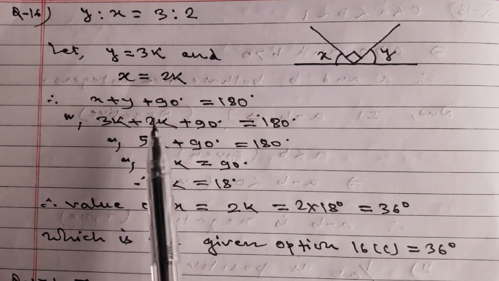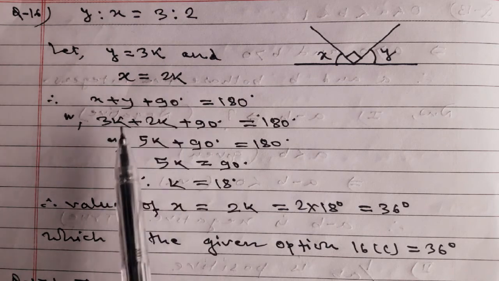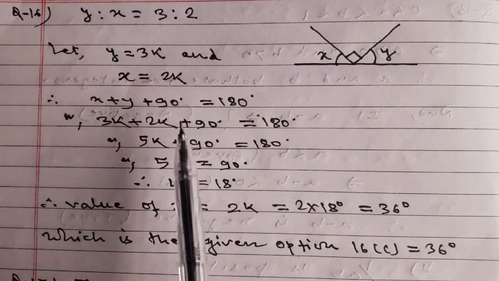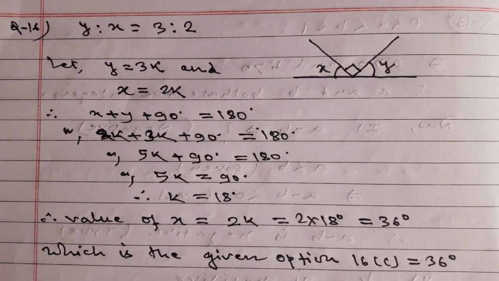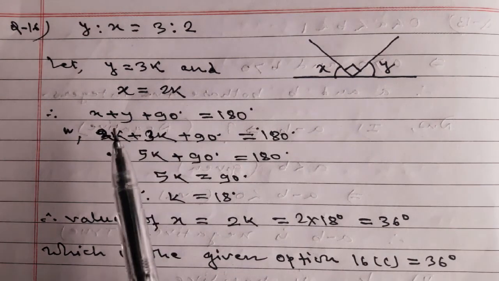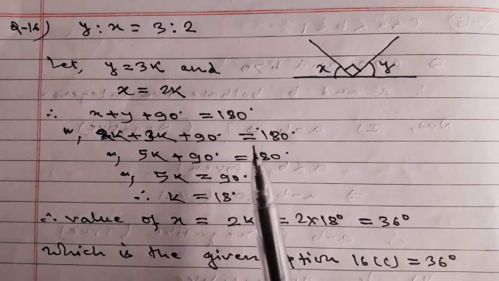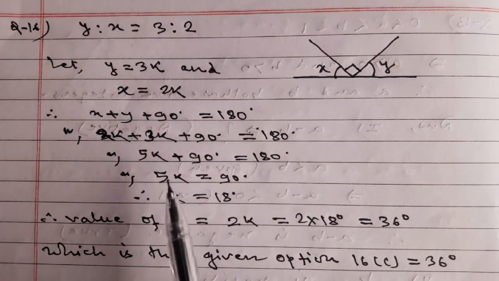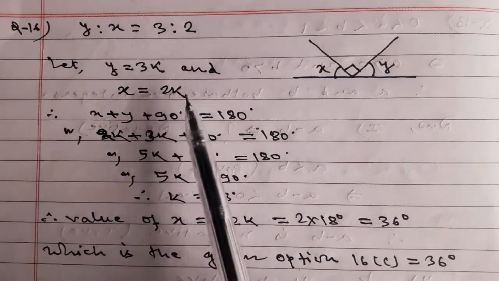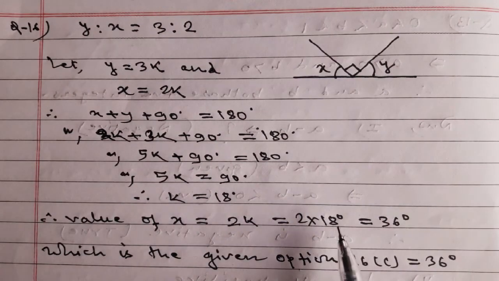Therefore x plus y plus 90 is equal to 180. Now putting the value of x as 2k and the value of y as 3k, we get 3k plus 2k, 5k. Shifting 90 degree to the right hand side, 180 minus 90 we get 90 degree. So 5k is equal to 90 degree, therefore k is equal to 90 divided by 5, which is equal to 18 degree. Therefore the value of x is equal to 2k, that means 2 into 18, we get 36 degree.